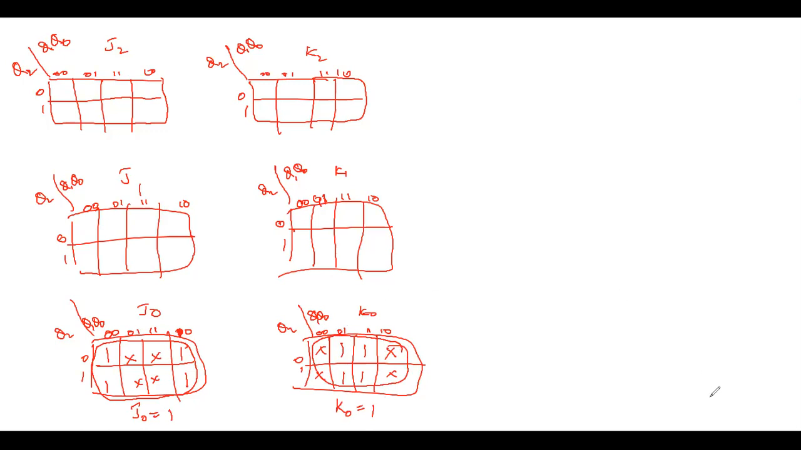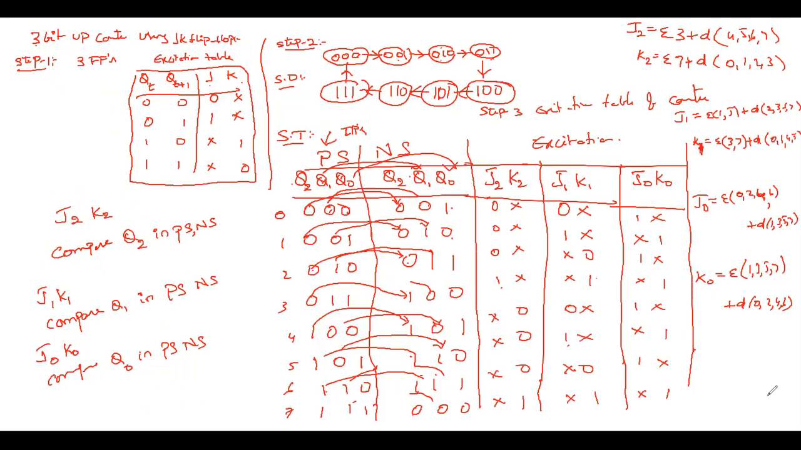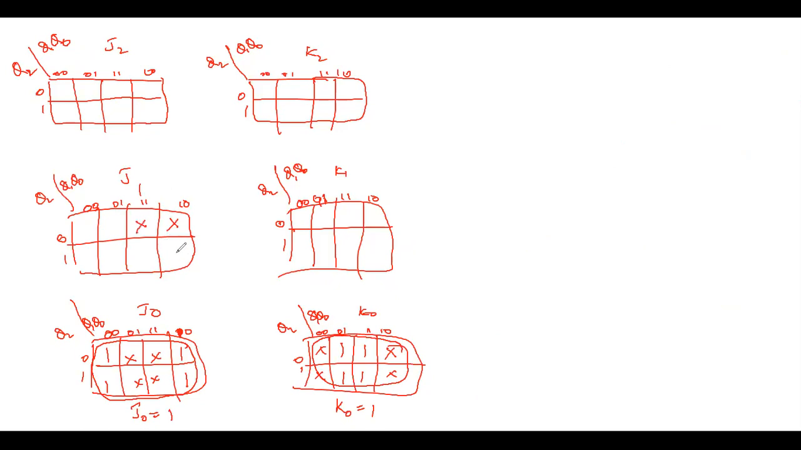Next J1: 1, 5 are ones, and 2, 3, 6, 7 are don't care. So I am taking a quad here. What is the common term? Q naught. So J1 is equal to Q naught.